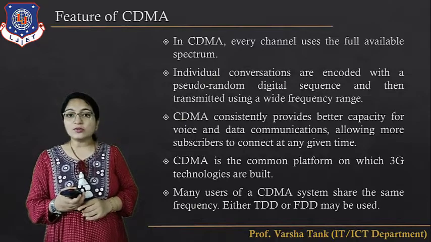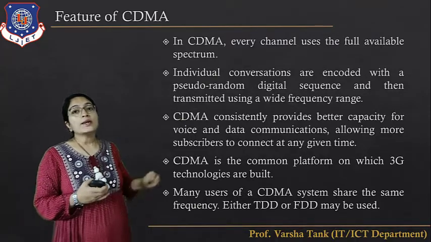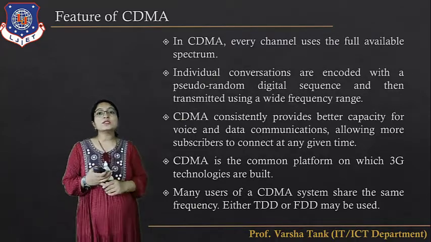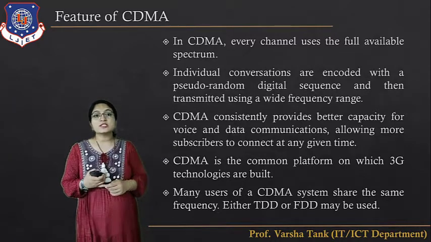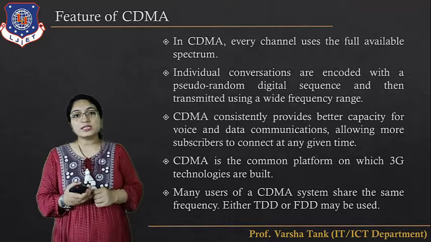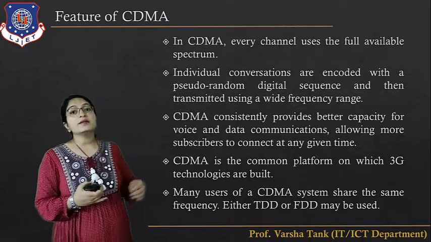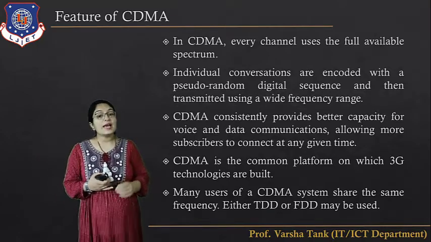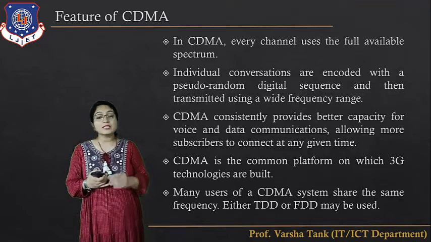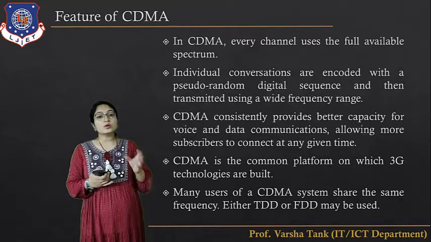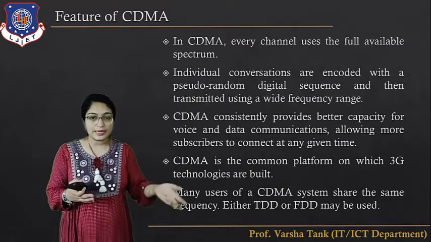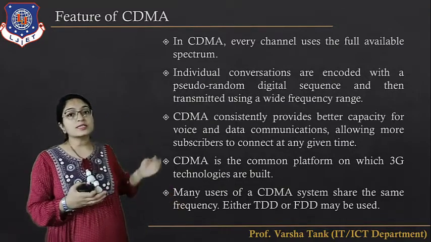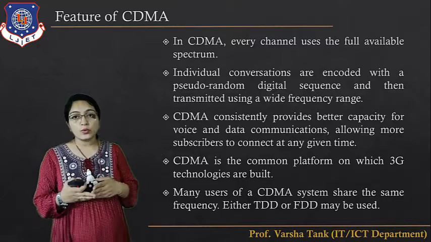Now next, which are the features of the CDMA? In CDMA every channel uses the full available spectrum. Individual conversations are encoded with a pseudo-random digital sequence and then transmitted using a wide frequency range, as we have learned in the direct sequence spread spectrum. In spread spectrum we have learned that the signals are spread, so individual conversations can be encoded using that spreading code.